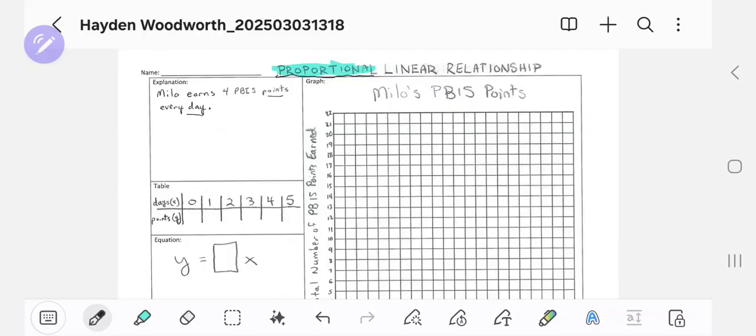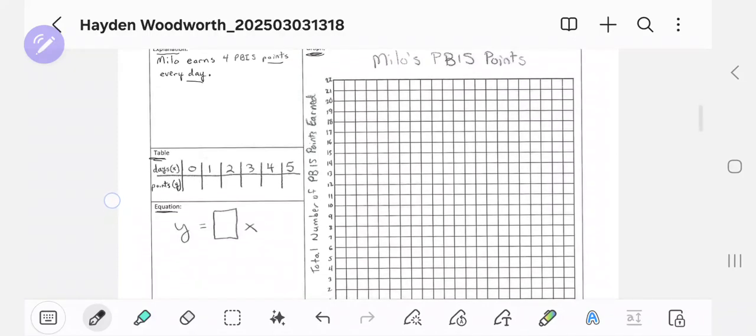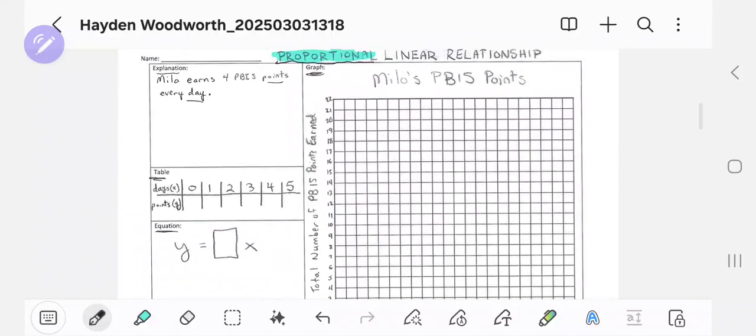So now we want to see characteristics of this relationship between points and days. We want to notice things about the explanation, the table, the equation, and the graph. If we can find all these characteristics and know them well, we can apply them to different situations that help us answer troublesome questions and problems. Solving problems with these characteristics is our goal.